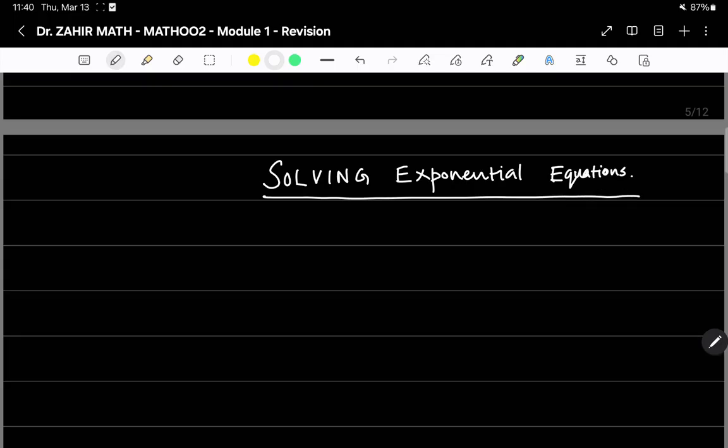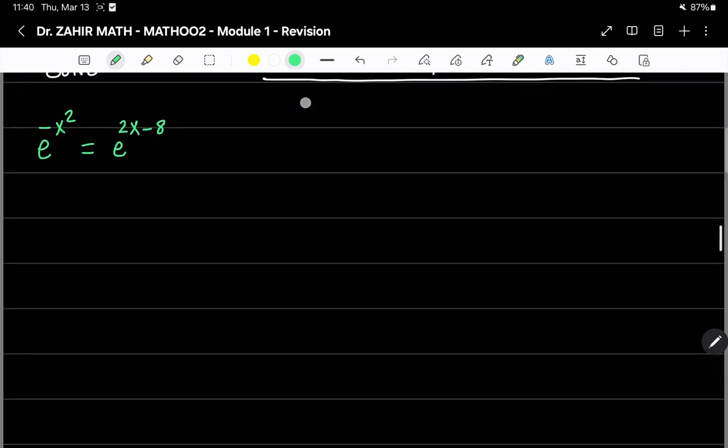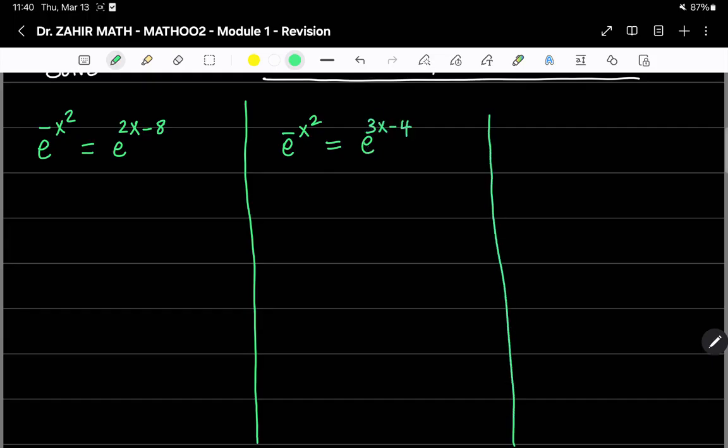Let me give you 3 questions here also. All the questions are solved. So the first question I'll give you: e power minus x square equals e power 2x minus 8. This is the first question. And the next question is e power minus x square equals e power 3x minus 4. Same idea, I'm giving the same idea so that you can practice. Next question is e power minus x square equals e power 5x minus 6. 3 questions we are going to solve.